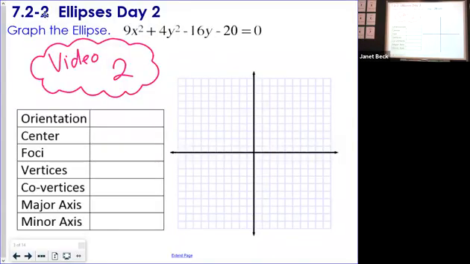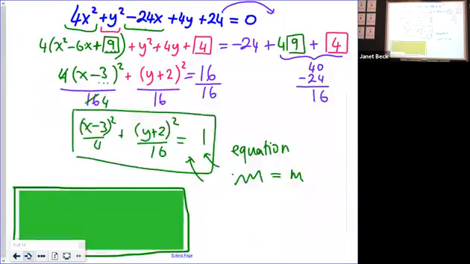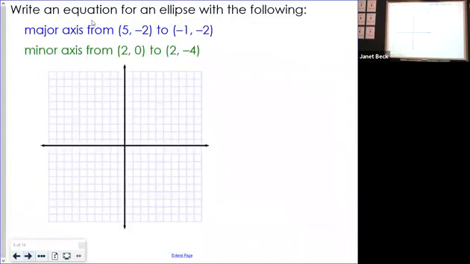So this is the second video for lesson 7.2 day 2. In the first video, I whizzed my way through these problems. So this is part 2 of today's lesson. For this one, we're going to have to write an equation for an ellipse with the following. We know the length of the major axis and the length of the minor axis.